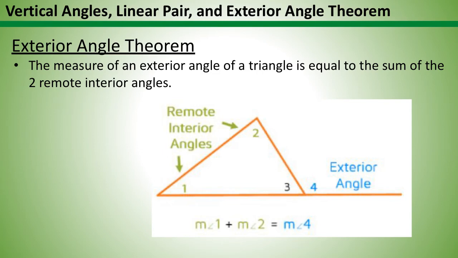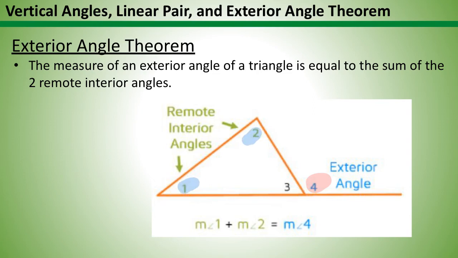All right. So another theorem that we're going to be looking at today is the exterior angle theorem. The exterior angle theorem just says that the measure of an exterior angle, in this diagram down here, angle 4 would be our exterior angle because it is on the outside of a triangle. So that's why we're calling it the exterior angle. That angle is equal to the sum of the two remote interior angles.